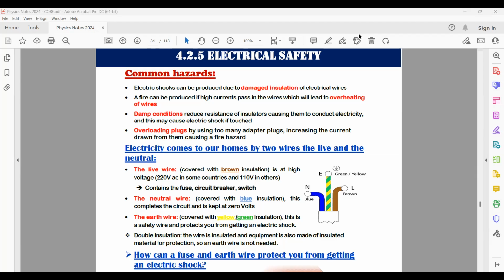Overloading of plugs or adapters is really critical. We shouldn't do this. Like maximum one or two. Don't overload a plug.